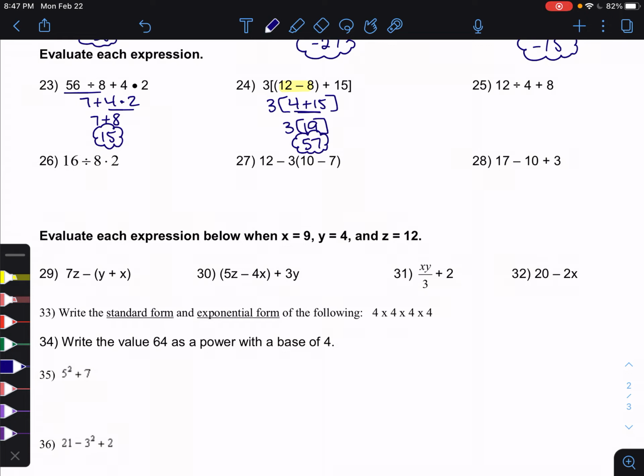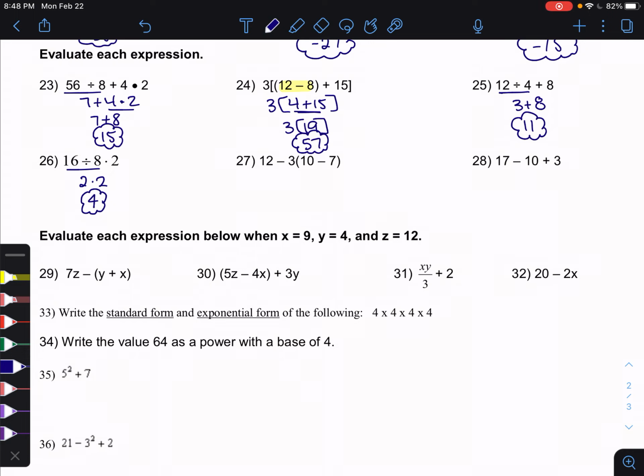In number 25, I'm going to divide first. So 12 divided by 4 is 3, plus 8 is 11. In 26, we're going from left to right. So I'm going to do 16 divided by 8 first. That's 2. And then 2 times 2 is 4.